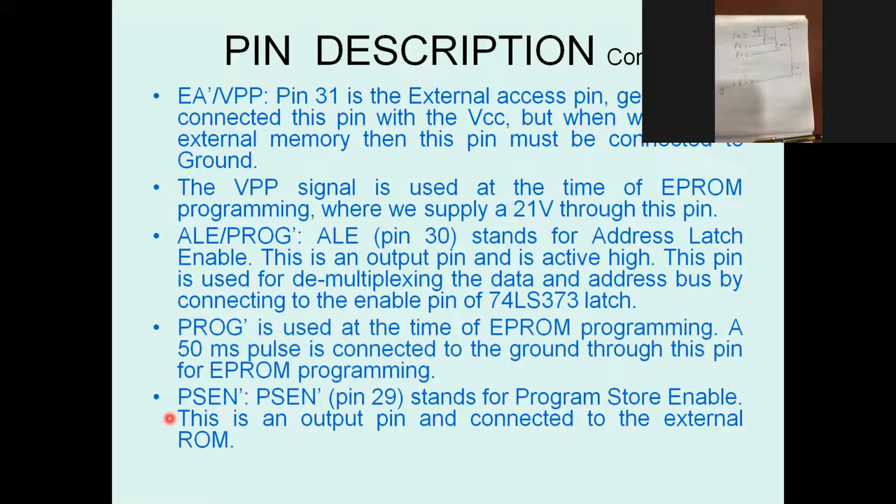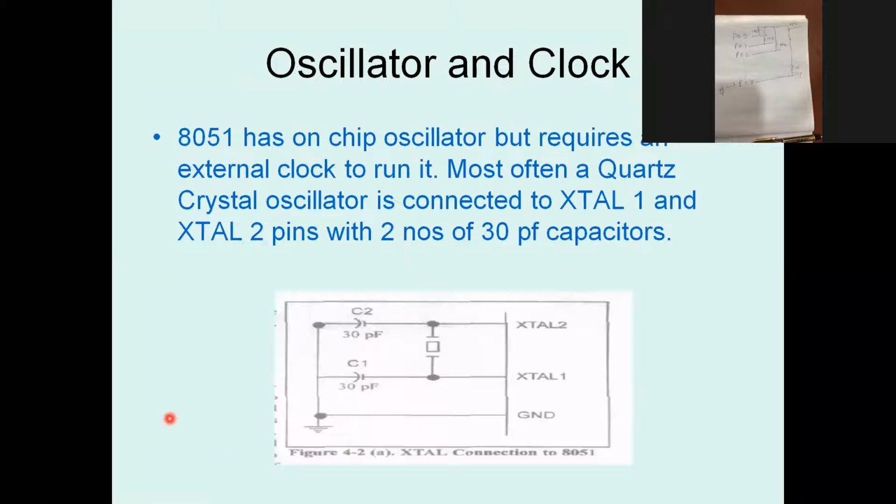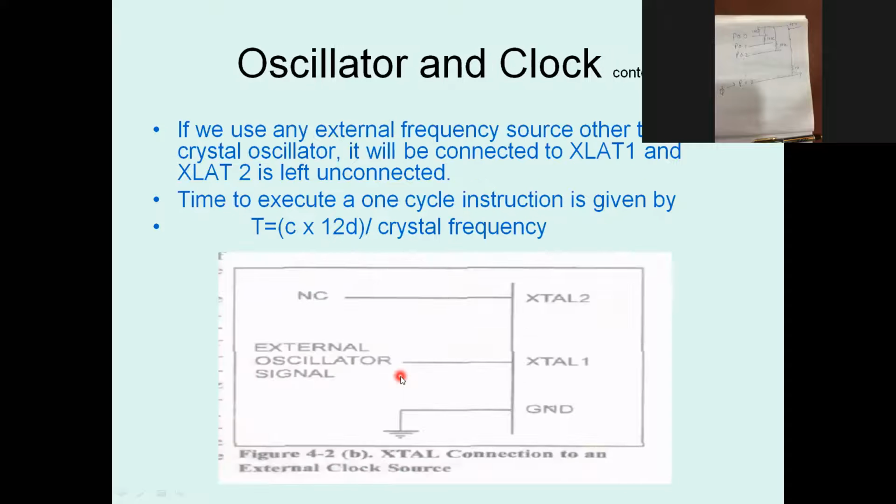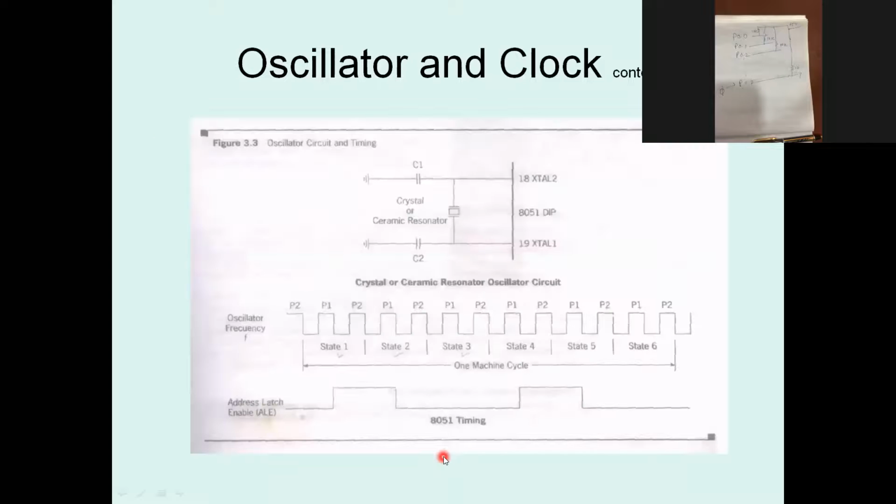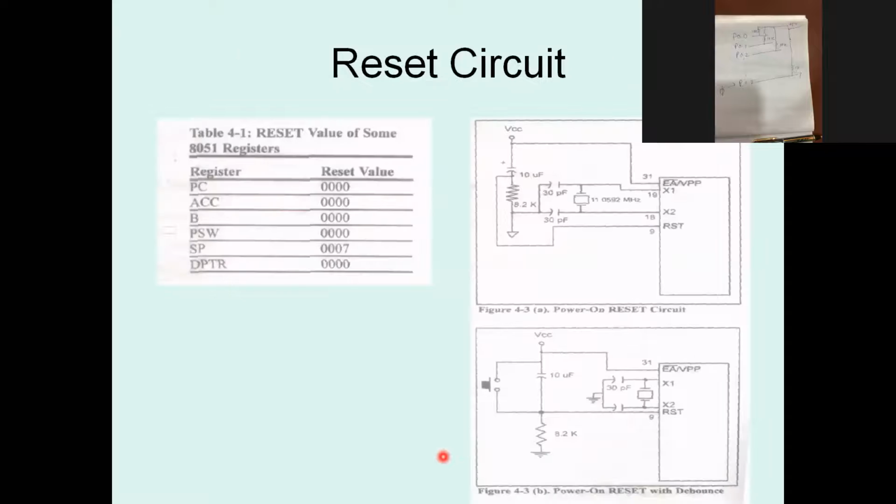PSEN, program store enable, is nothing but it distinguishes program memory and data memory. As I already described, XTAL1 and XTAL2 are connected with a crystal, with 30 picofarad or 33 picofarad, whatever you have. Next, if an external oscillator is connected, then XTAL1 will be connected and XTAL2 will be NC, no connection, which I already described. And this is nothing but the clock.